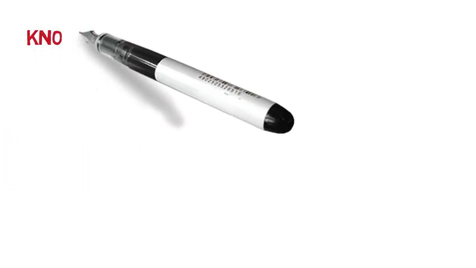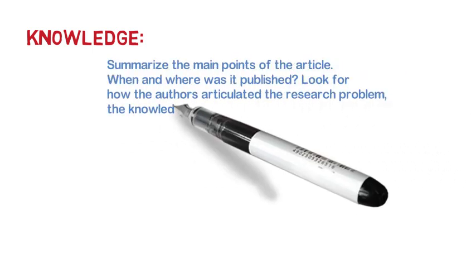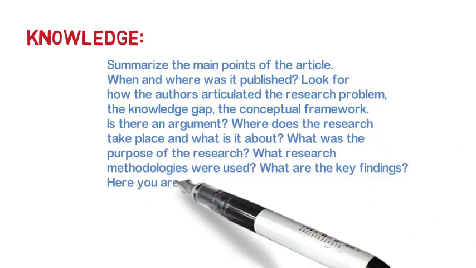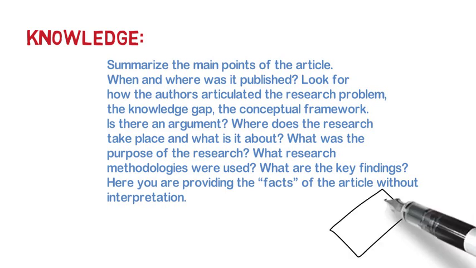So what we begin with is providing the information about what the article is about without interpretation. Here we are just providing a summary of the article. When and where was it published? Who were the authors? How have they articulated the research problem and other aspects of the paper? Where does the research take place? What is it about? What's the purpose of the research? What methodologies were used? What are the key findings? So you're providing the facts of the article.